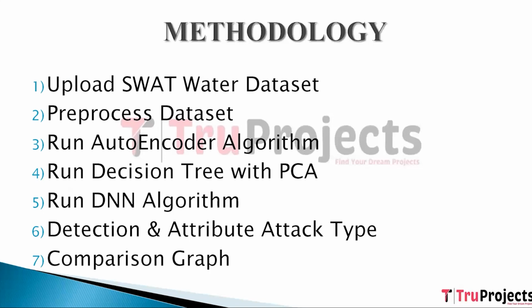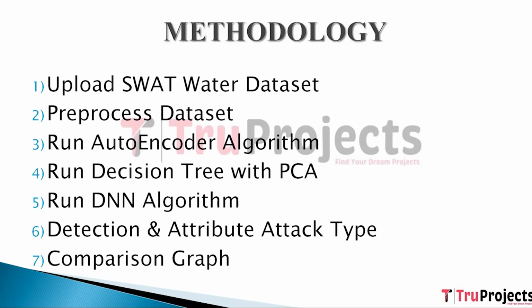Third module is Run Autoencoder Algorithm. An autoencoder is a neural network architecture used for feature learning and dimensionality reduction. It's trained to reconstruct its input data and has a bottleneck layer that represents a compressed version of the data. In this context, we use an autoencoder to extract meaningful features from the SWAT water dataset, potentially highlighting patterns relevant to cyber attack detection. Fourth module is Run Decision Tree with PCA.